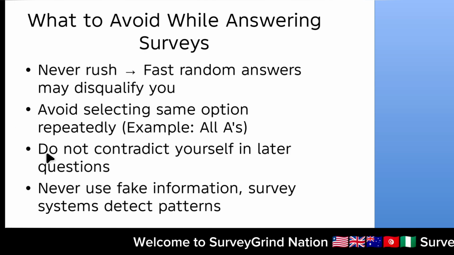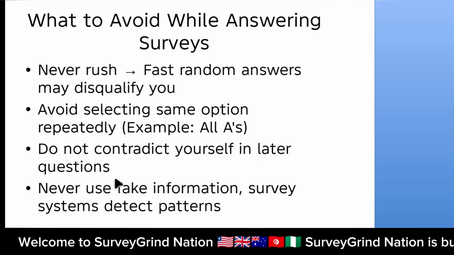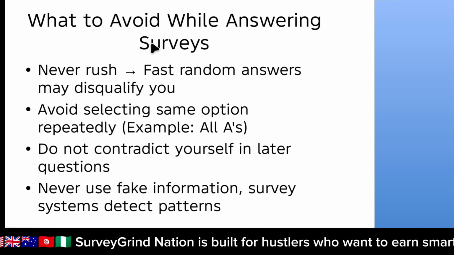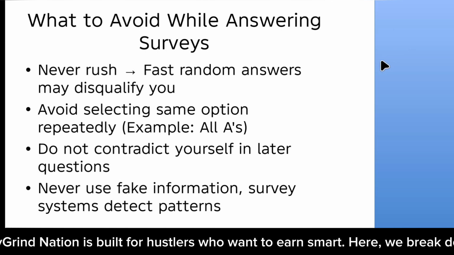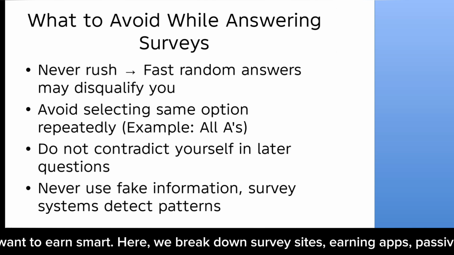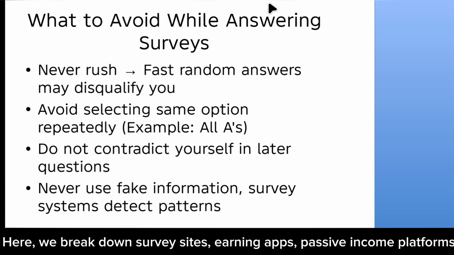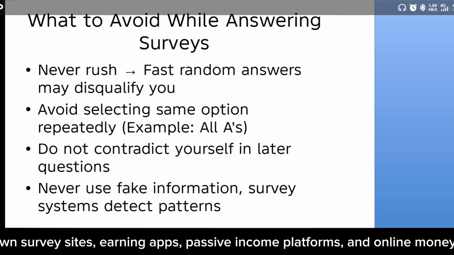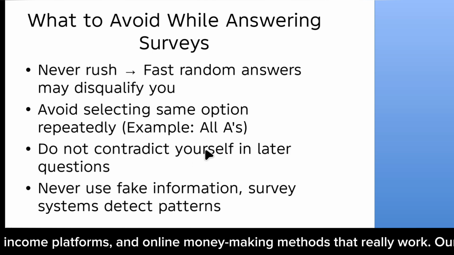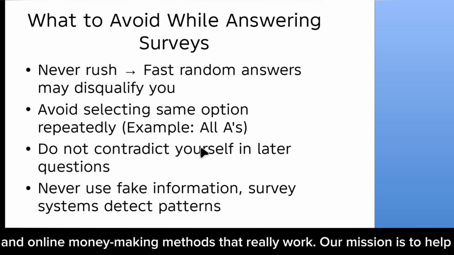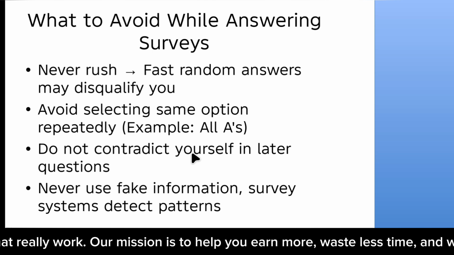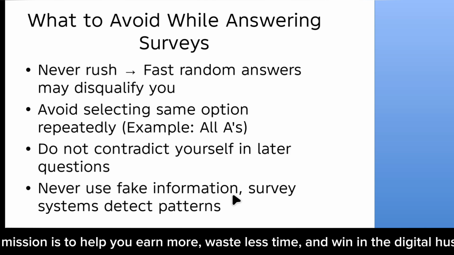Now, do not contradict yourself in later questions. Maybe they ask you what is your age in the first question, and you tell them 32. Then later on, they ask you what year were you born, and you give them something else. The platforms do detect this. If the year you gave them before is different from the one you told them, then you've contradicted yourself, and it might result in banning or even shadow ban. So do not do that. Have a profile that is working, and you should be consistent with your answers. Never use fake information. Survey systems detect patterns.